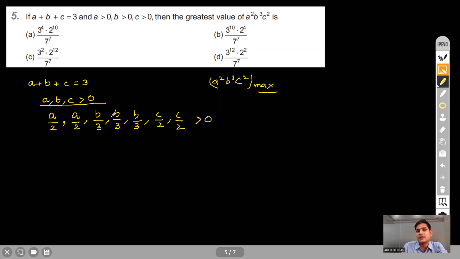Okay. Now, the reason behind breaking this A, B, C into these values is that I will be applying the inequality AM is greater than or equal to GM on these, how many numbers? On these 7 numbers. So while writing GM, we take the product of all these numbers. So it will give me A square from here, B cube from these three numbers, and C square from these two numbers, right? So that's why I have broken these numbers in this fashion, right? Hope this is clear to everyone.